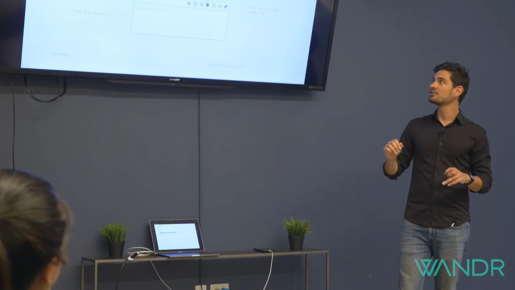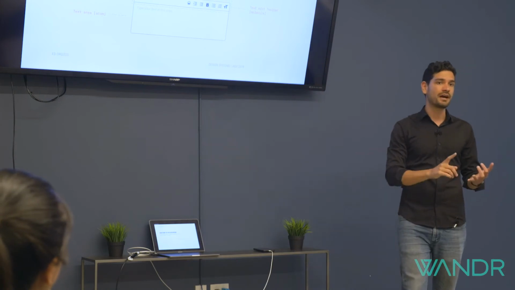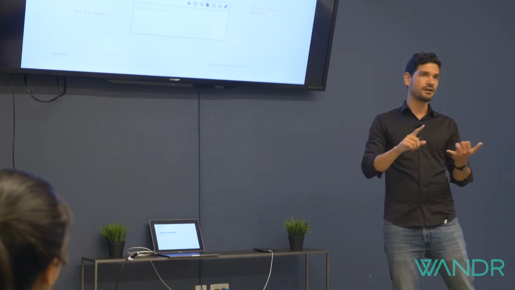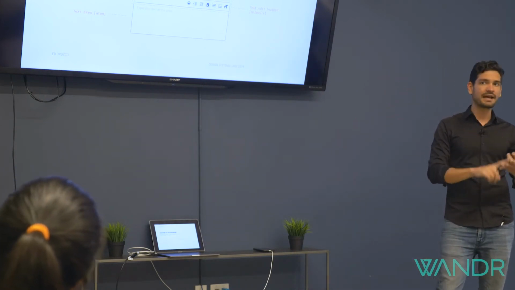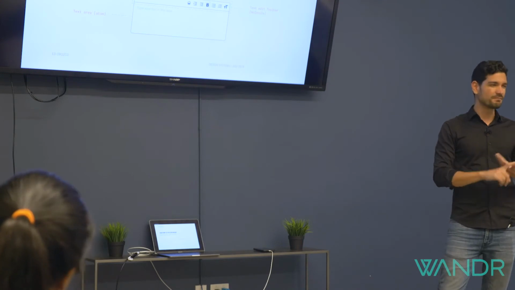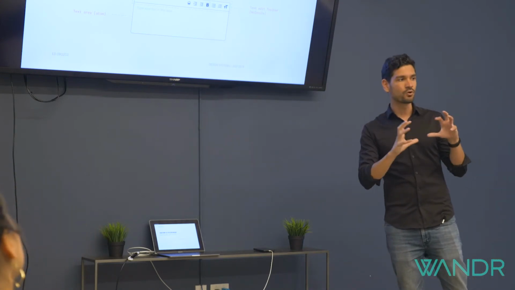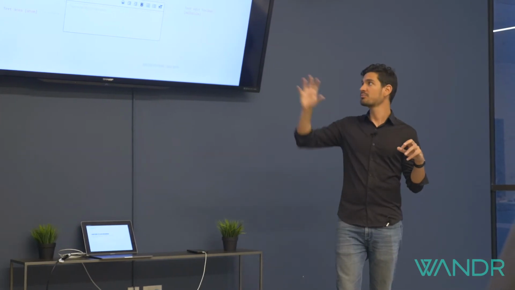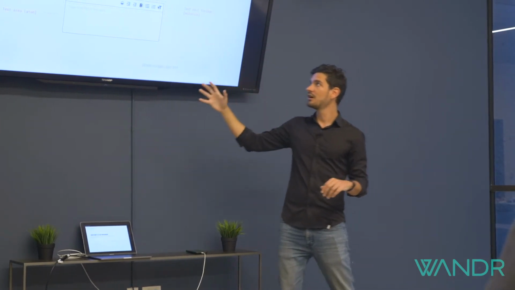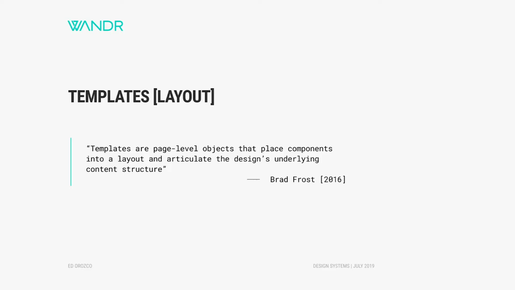So an organism could be like a toolbar. It could be a header that usually will have the logo, some tabs, some links, maybe some menus. Those more complex components that comprise several simpler components are going to be the organisms. Then when we have all of that, we have a pretty good, solid collection of components that we can start using to put together pages for our product.